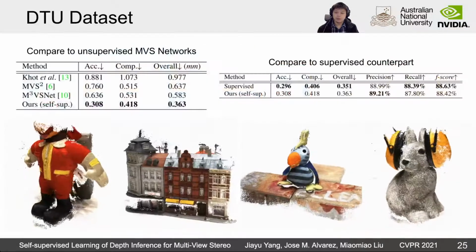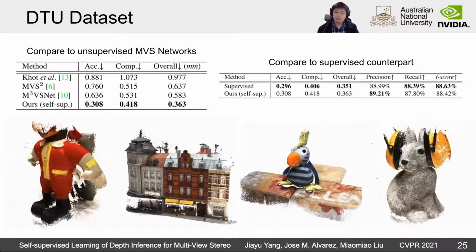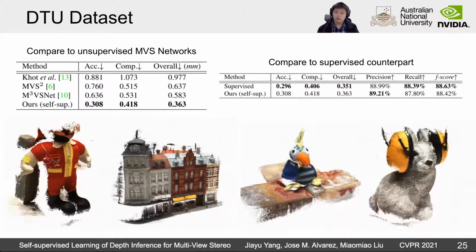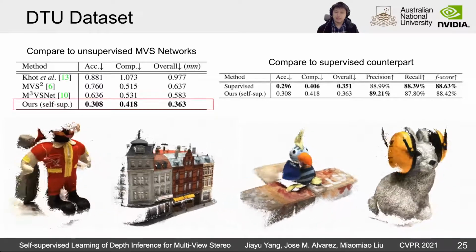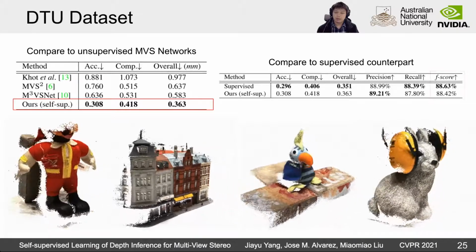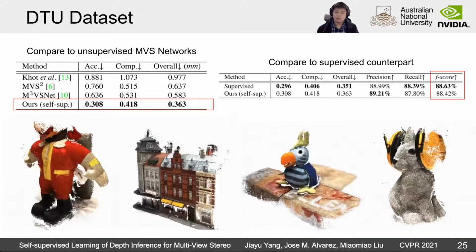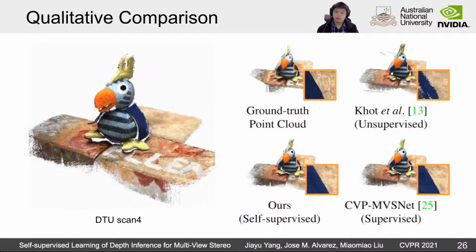We use the proposed self-supervised learning framework to train a CVP-MVSNet on the DTU training dataset. We do not use any ground truth depth training data. Our method outperforms existing unsupervised MVS networks by a large margin. Furthermore, our method can achieve similar performance compared to its supervised counterpart. Here are some qualitative comparisons on the DTU dataset.